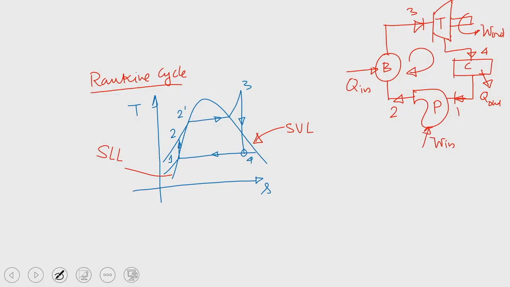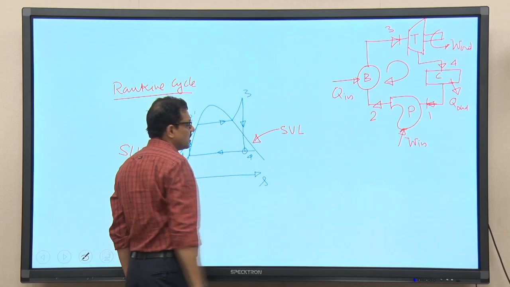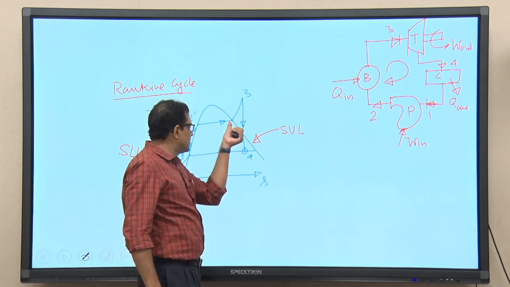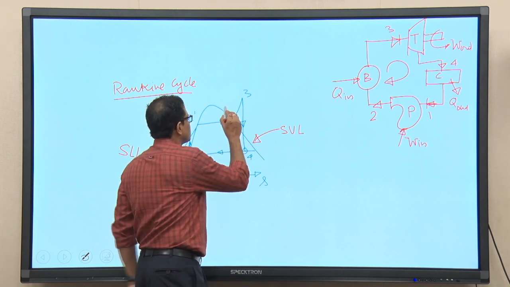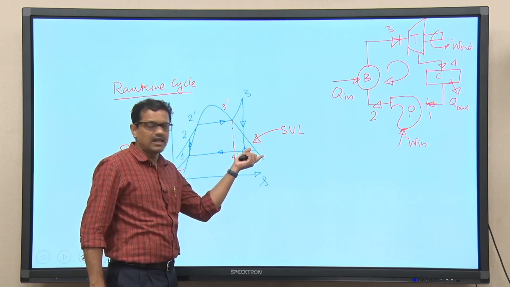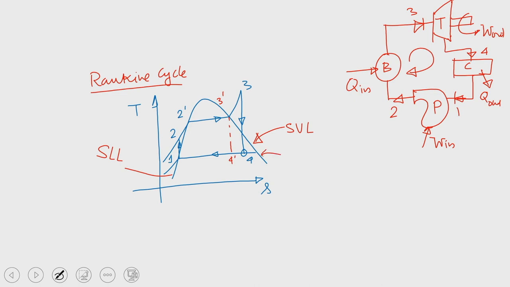And finally, we are having expansion of the steam inside the turbine, 3 to 4. Now see what I was discussing: if the heating process ended at 3 prime, and we allow steam to expand from 3 prime, you can see from this TS diagram that the quality of steam at the exit of the turbine corresponds to state point 4 prime. Since point 4 prime is away from the saturated vapor line, where the quality is x equal to 1, the quality will be very poor.